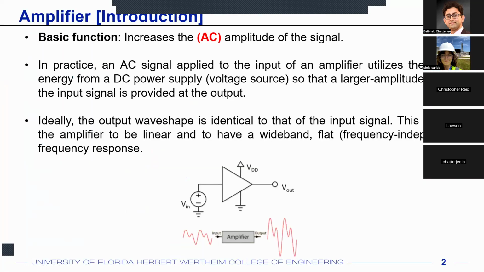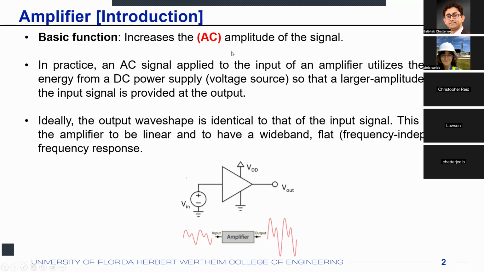All right. So we have been discussing AC amplification for the last 1 or 2 lectures. And you know that the basic function of an amplifier is to increase the AC amplitude of the signal. And again, I have highlighted AC because I want to emphasize that the job of an amplifier is to amplify AC signals, not DC signals.